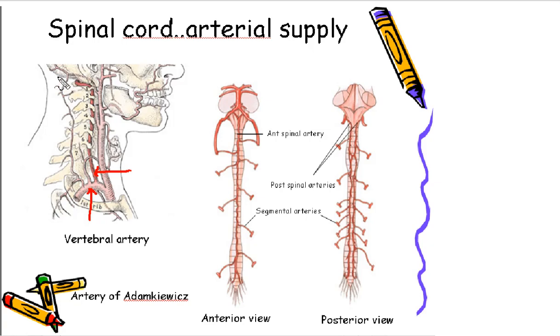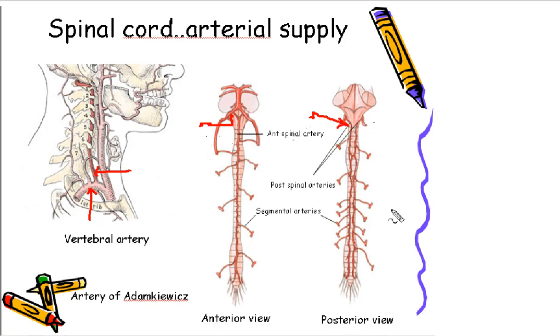So here we have the two vertebral arteries which have entered into the cranial cavity, and they give off two branches. Each vertebral artery gives off two branches, an anterior spinal artery, which is this one here, and a posterior spinal artery. The two anterior spinal arteries join up immediately and fuse to form a single anterior spinal artery, which lies along the midline in the median fissure. The posterior spinal arteries remain separate, so you have one on either side, and this is the posterior view.